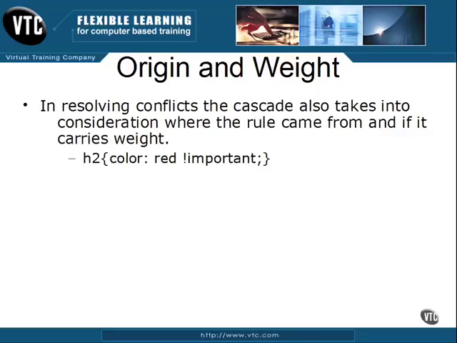Rules can gain extra weight by using the important declaration. Here we have an example of that, and essentially it's just putting the exclamation point important keyword into any declaration that is deemed to need extra weight. Now, what this will do is it will make sure that the browser will use that style over all others. So essentially it's saying this is the most important, most specific declaration that you have.